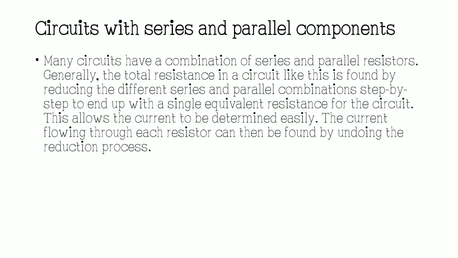So now we will move on to circuits with series and parallel components both together. Many circuits have a combination of series and parallel resistors. Generally, the total resistance in the circuit is found by reducing the different series and parallel combinations step by step to end up with a single equivalent resistance for the circuit. This allows the current to be determined easily. The current flowing through each resistor can be found by undoing the reduction process.